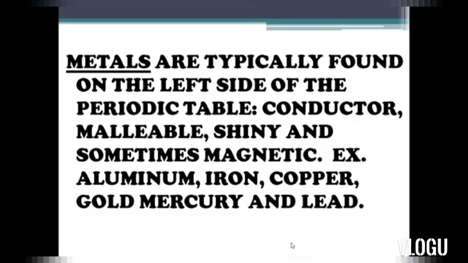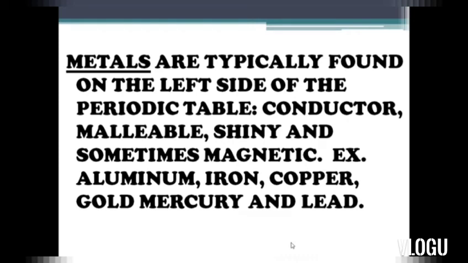Tayo ay may 4 na uri ng elements, katulad ng nabanggit ko kanina. Yung una, yung metals. Yung metals, these are typically found on the left side of the periodic table. So kung may hawak kayong periodic table ngayon, lahat po ng nasa left side ay metals kung tawagin. So ano po yung characteristic ng mga metals? These metals are conductors. So sila po ay nagtatransfer ng heat at ng electricity.